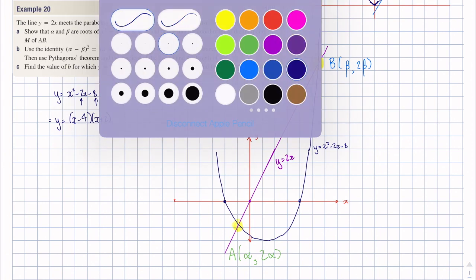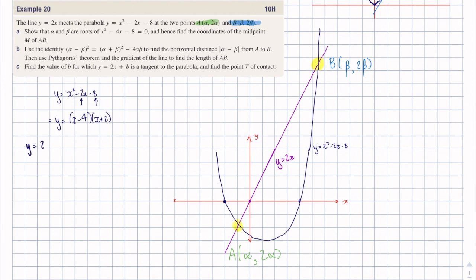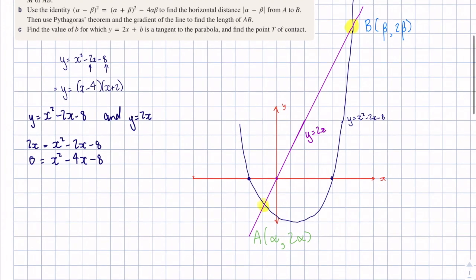So what they mean is, if we've got y equals x squared take 2x take 8, and y equals 2x, then we can say 2x equals x squared take 2x take 8. And what we're trying to find is the values of x, we're going to end up with two of them, for which this works. So we're going to end up with 0 equals x squared minus 4x minus 8, because we just subtracted that 2x. Okay, so we're there. Now, show that alpha and beta are roots of this, and hence find the coordinates of the midpoint.